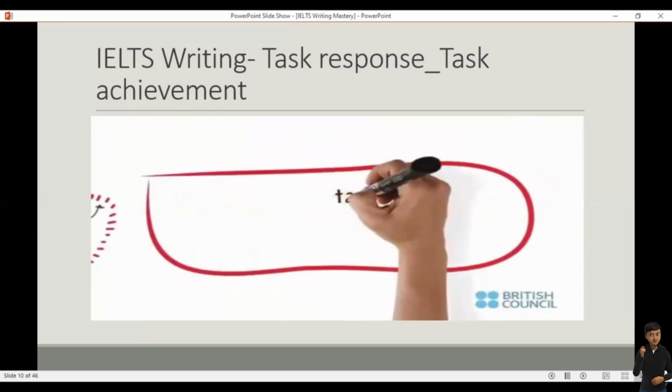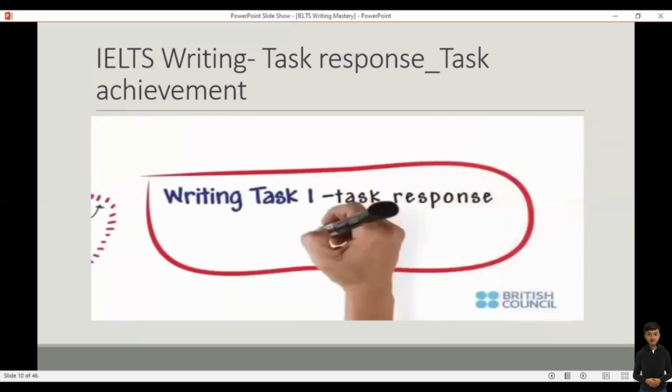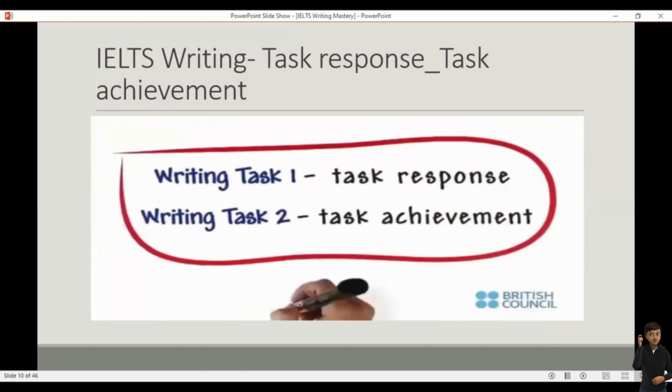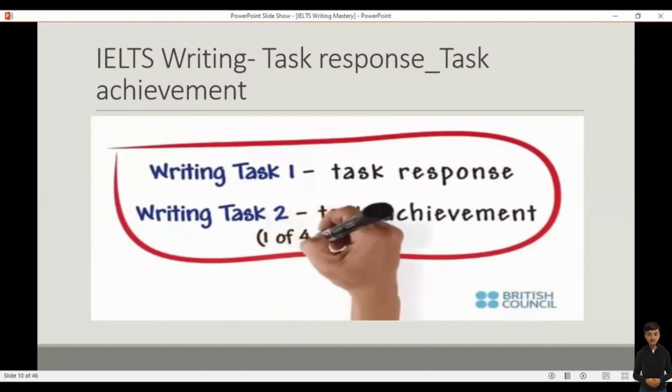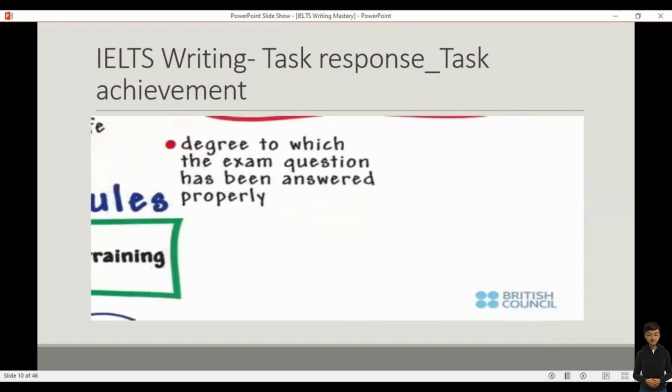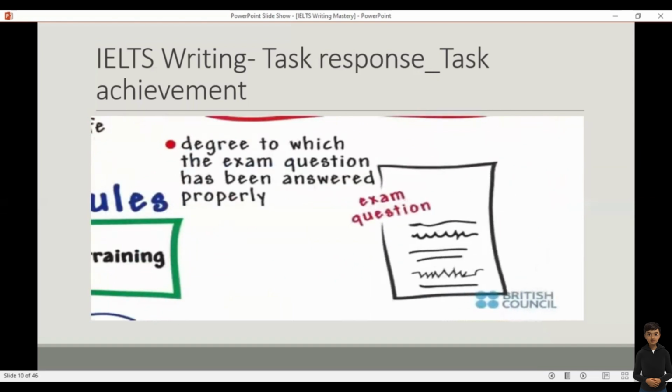Here we look at the criteria of task response for writing Task 1 and task achievement for writing Task 2. These represent one of 4 criteria on which you will be tested. Look for the other 3 criteria in other videos. These criteria focus on the degree to which the exam question has been answered properly.